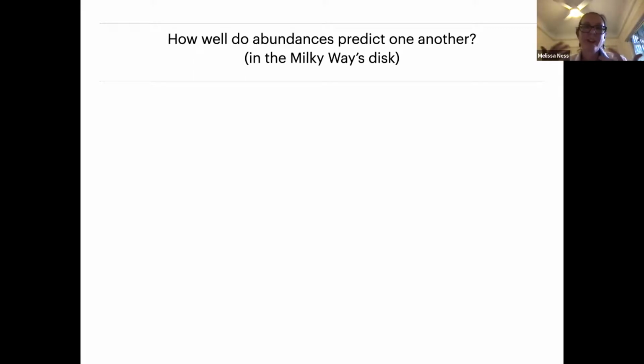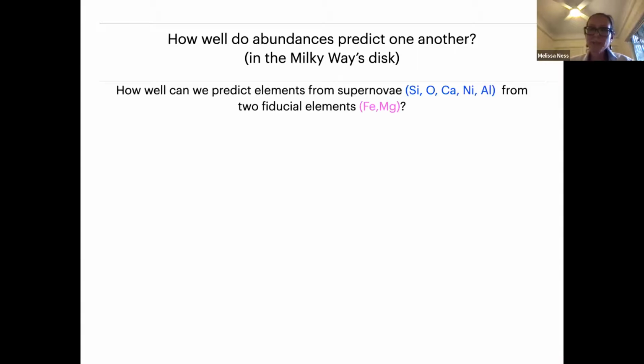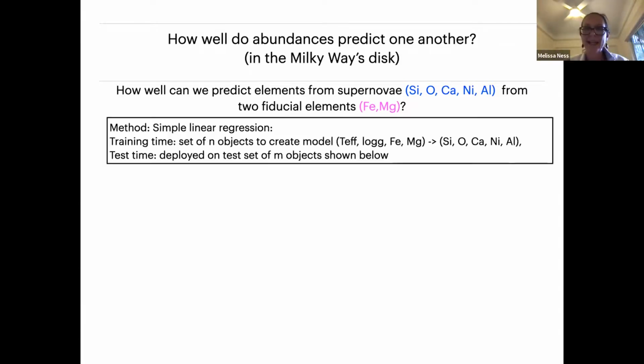I've just looked at this from a very simple perspective. How well do abundances predict one another, specifically in the Milky Way's disk? The simple question that I'm asking of the data is how well can we predict elements from supernovae from two fiducial elements? So how well can we predict a bunch of elements formed from supernovae from two elements that we know are formed from supernovae, our iron and our magnesium?